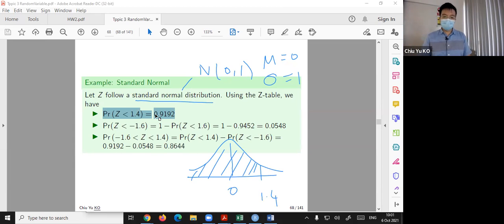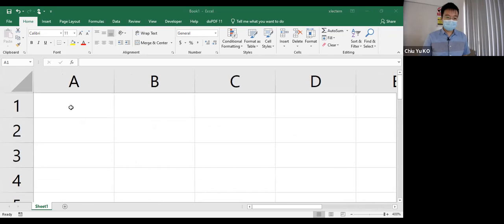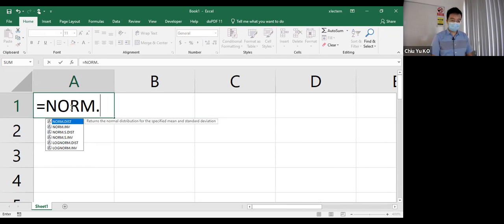Now, what you're going to do is go to Excel. The function we're using is called NORM.S, which is the standardized normal.